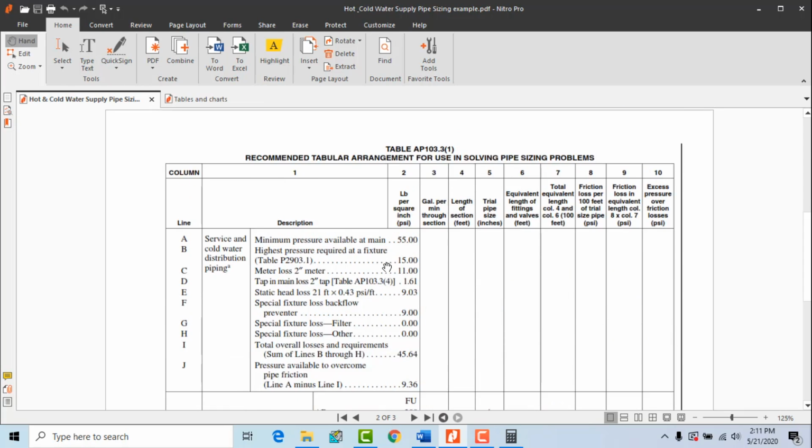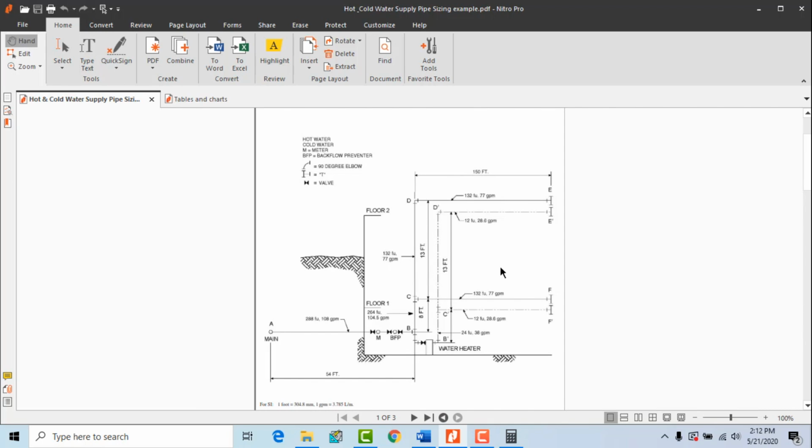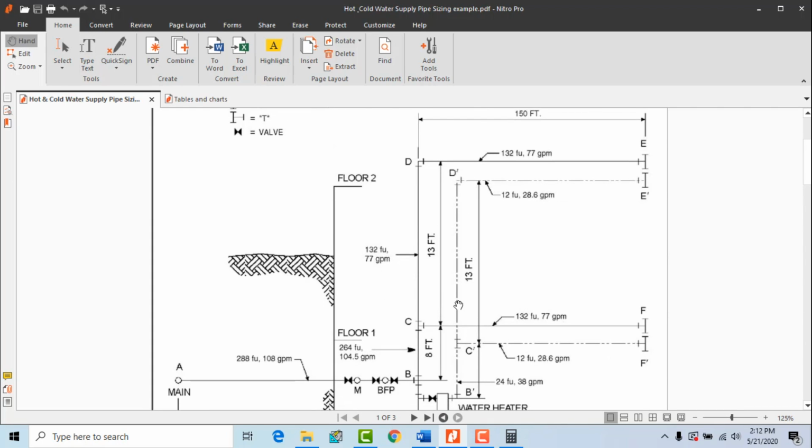So since we know the length to the most remote outlet, what are coming in the most remote outlet? A to B, B to C, C to D, and D to E. This is not a part of most remote C to F. So A to B, B to C, C to D, and D to E. We have to add all these lengths.